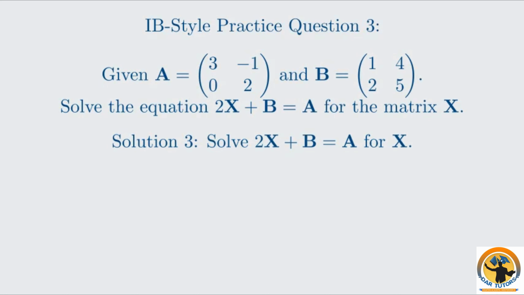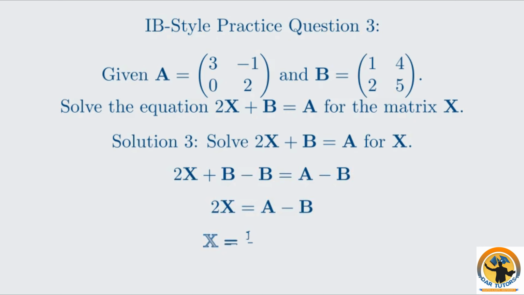To do that, we subtract the matrix B from both sides of the equation. This gives us 2x equals A minus B. Now, to solve for x, we multiply both sides by the scalar 1/2. So x is equal to 1/2 times the difference between A and B. Now that we have an expression for x, we can calculate it in 2 steps.